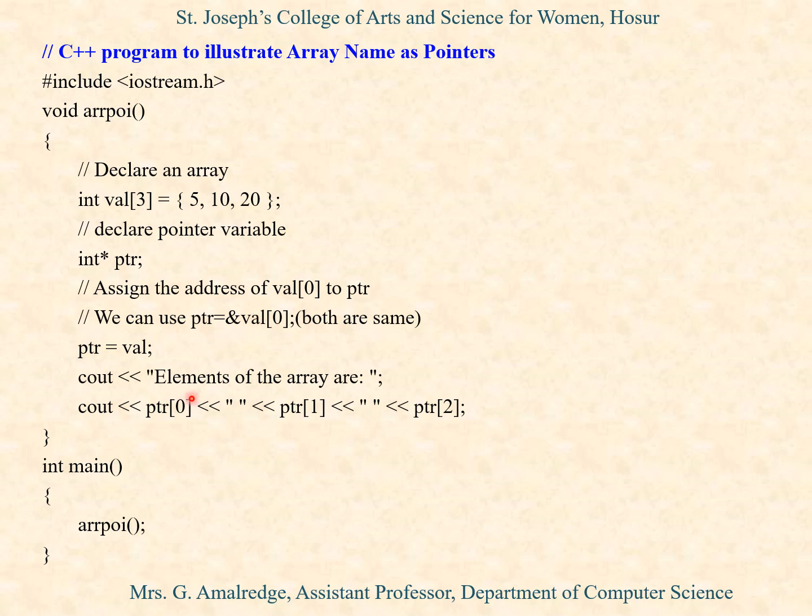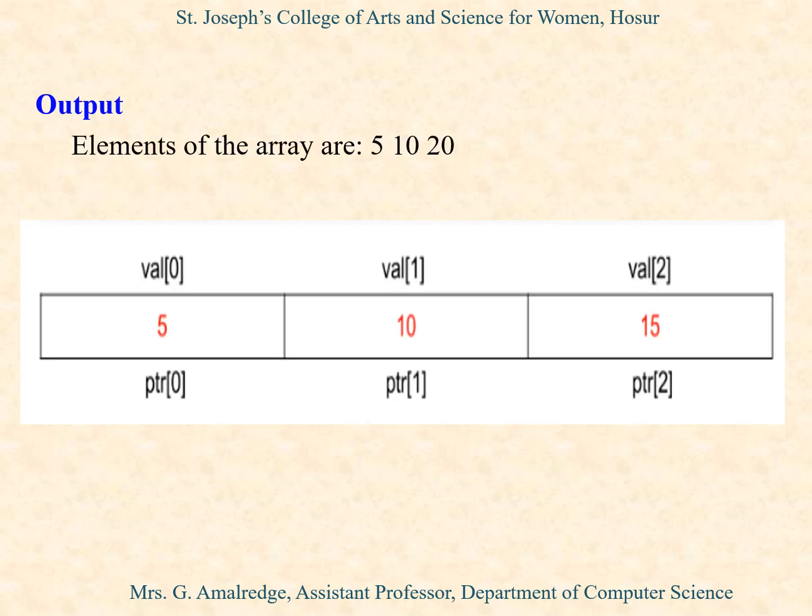So we are using an output statement to print the pointer indexes 0, 1 and 2. In the main function, we are calling the function arrpoi. This is the output of the above program. The output is: elements of the array are 5, 10 and 20. Here, this is the pictorial representation of the array name with array elements and also the pointer variables.